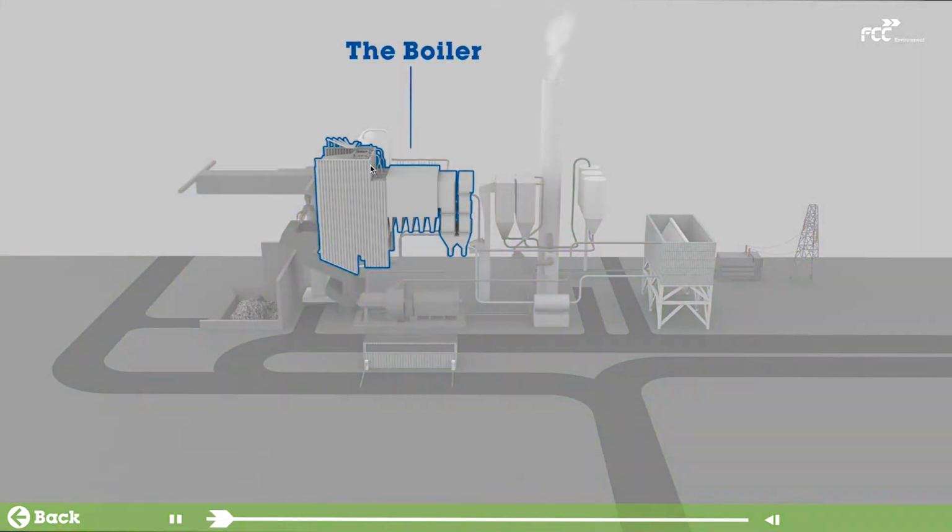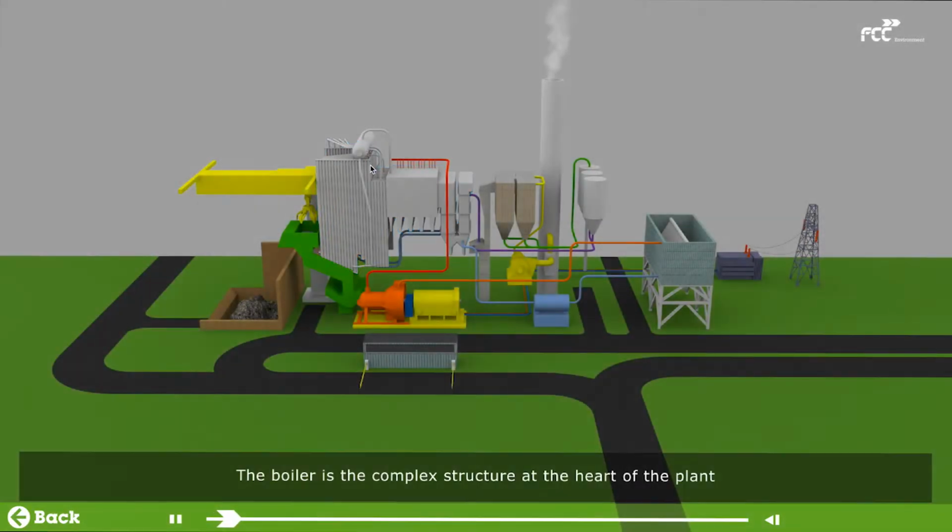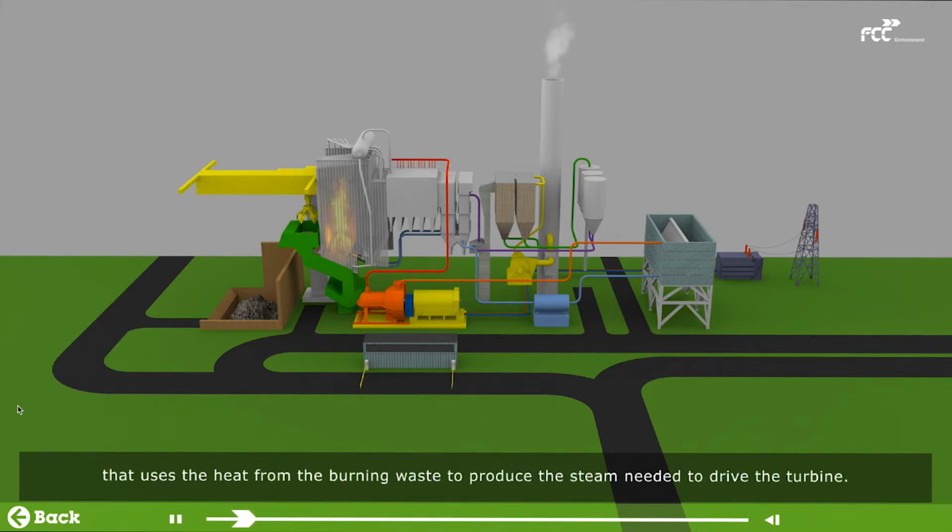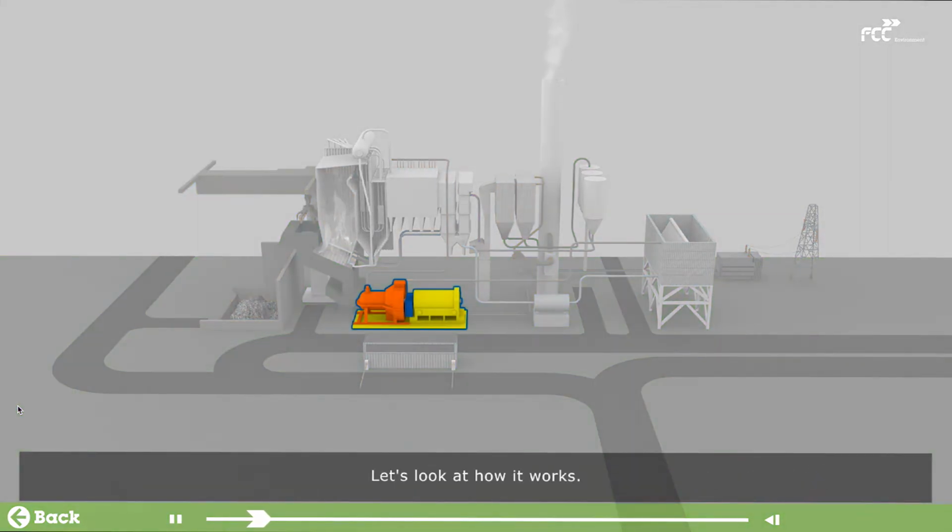The boiler. The boiler is the complex structure at the heart of the plant that uses the heat from the burning waste to produce the steam needed to drive the turbine. Let's look at how it works.